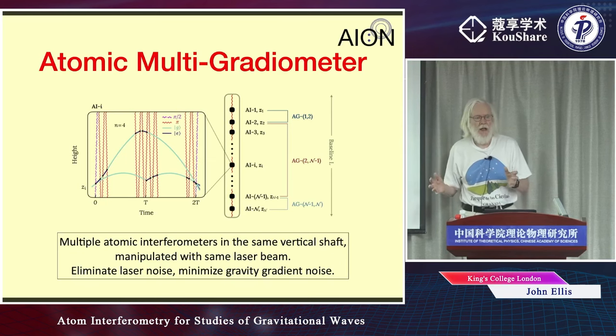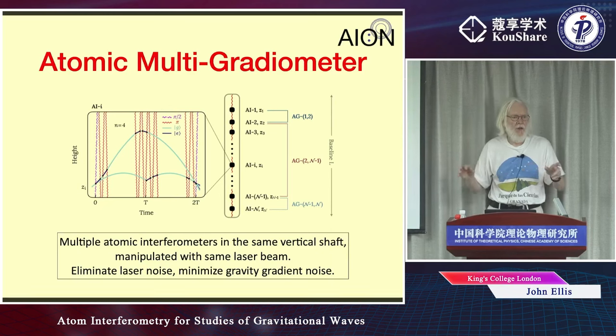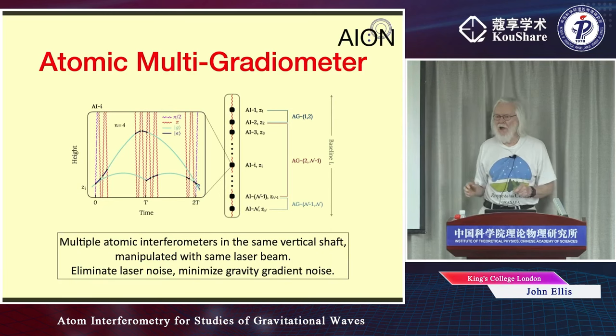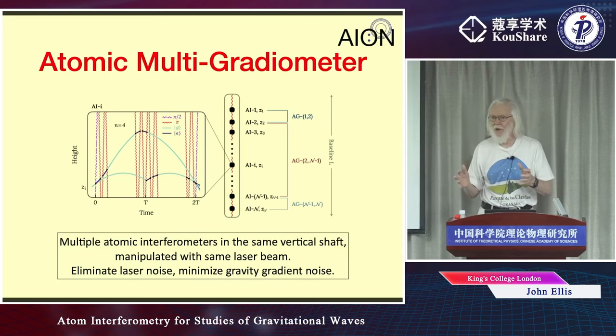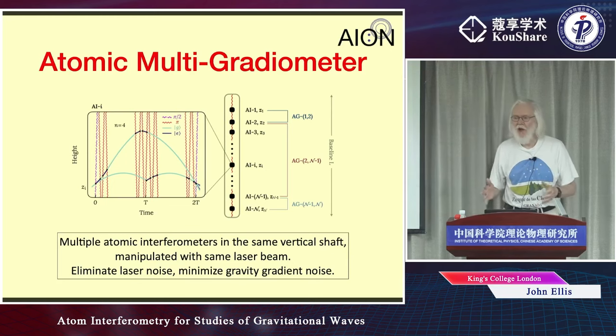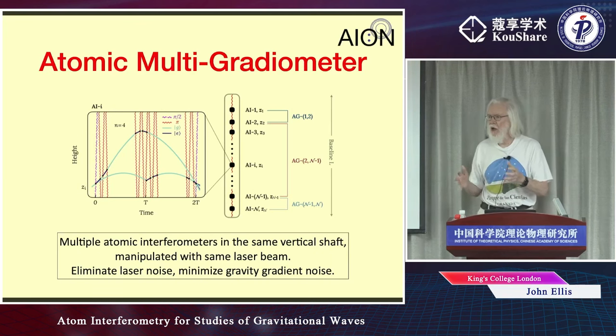Gravity gradient noise is the fact that the Earth is vibrating all the time, and that generates a varying gravitational field which acts on the atoms, and you can't shield it, right? So you have to somehow understand how the shaking of the Earth is modifying the behavior of our atoms and mitigate that in some way.